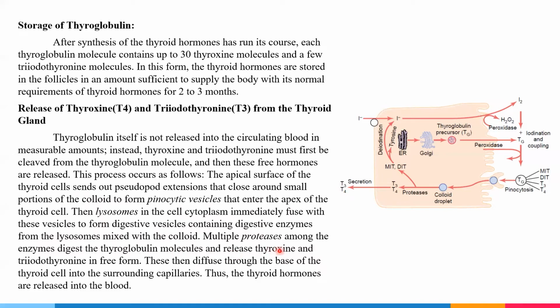Multiple proteases among the enzymes digest the thyroglobulin molecules and release thyroxine and triiodothyronine in free form. These then diffuse through the base of the thyroid cells into the surrounding capillaries. Thus, the thyroid hormones are released into the blood. The whole process is shown in the schematic right here.